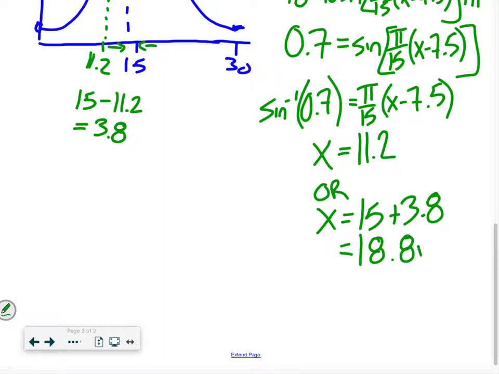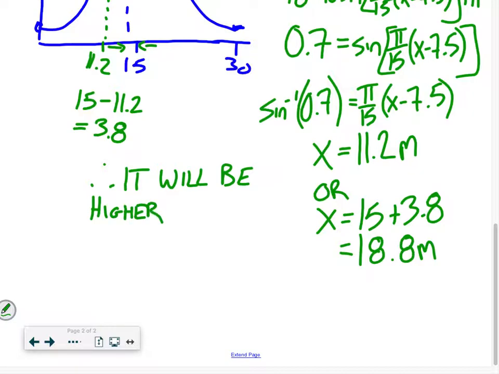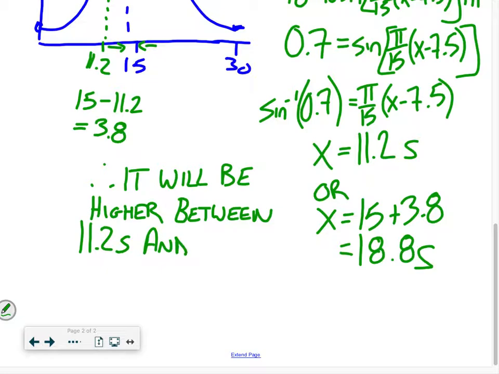Now with that, we can say, therefore, it will be higher between, oh, those aren't meters, those are seconds, Mr. Shaw. Sorry, guys. Seconds. Between 11.2 seconds and 18.8 seconds. Okay, so you got to be careful with questions like that.